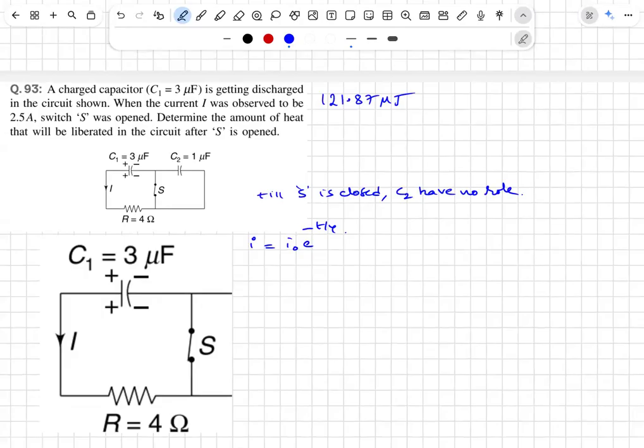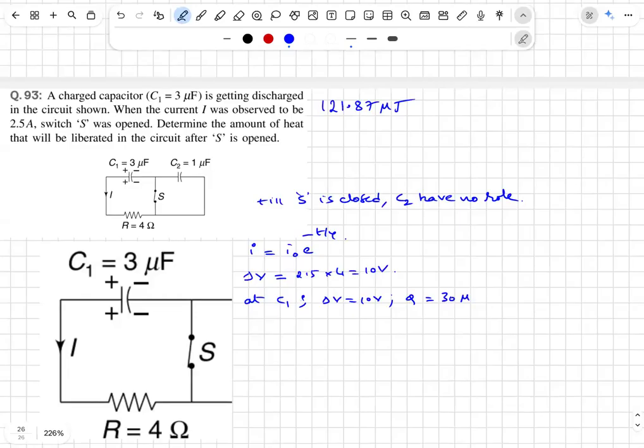Now, very clear, I can say that at that instant, the potential drop across the circuit is 2.5 into 4, 10 volts, which means at C1, potential drop is 10 volts. Charge is CV, 30 microcoulomb. Now, this is t is equal to 0. That is the instant where I'm entering into the problem. And now I just want a confirmation from every student of this class whether you understood my starting point.